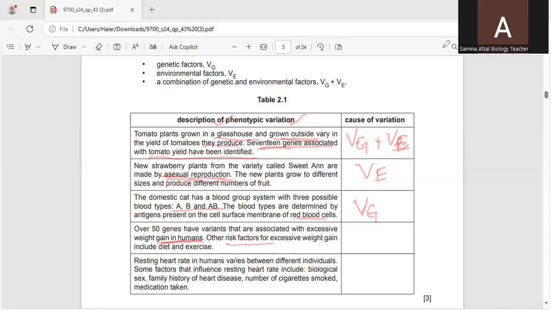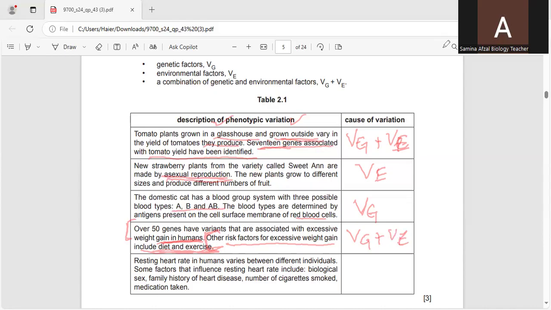Other risk factors for excessive weight gain include diet and exercise. Diet and exercise means other factors are also involved. So, genetic factors and other environmental factors are also involved. So, we will write VG plus VE. And the last one is resting.